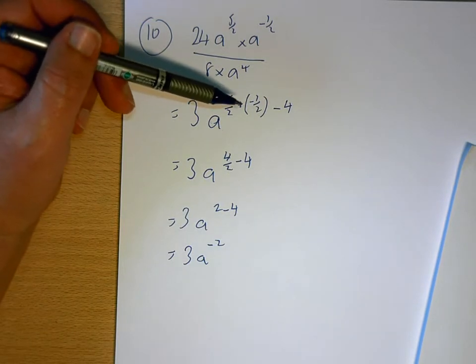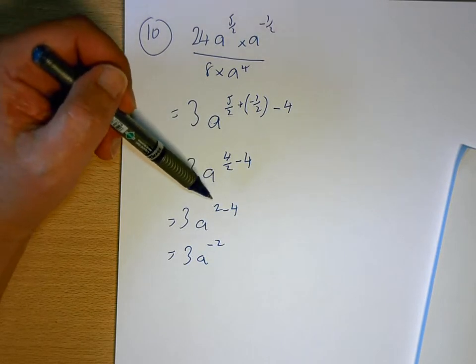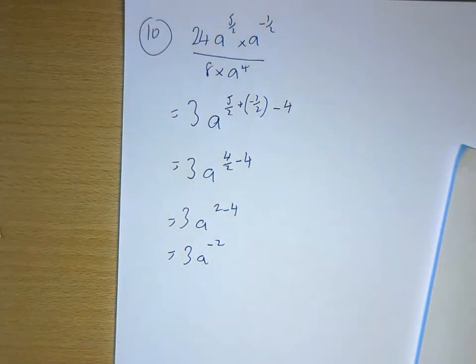5 halves take away 1 half is 4 halves. 4 halves are the same as 2. 2 take away 2, negative 4. Sorry, negative 2.